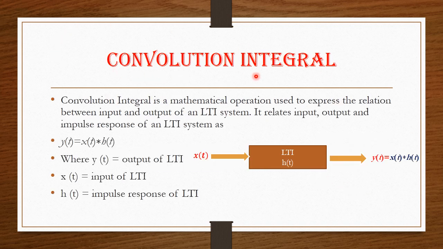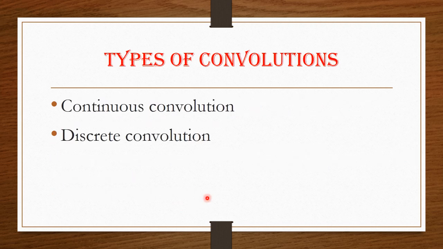So the next important topic is the convolution integral. This is used to express the relation between input and output of an LTI system. For any system, there will be an impulse response. By knowing the impulse response, for any input we can calculate the output. So y of t equal to x of t convolution h of t. The convolution integral is used for relating the input as well as output for an LTI system. Here y of t is the output of the LTI, x of t is the input of the LTI, and h of t is the impulse response of the LTI.